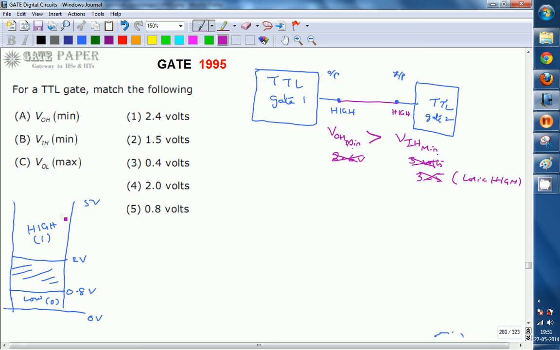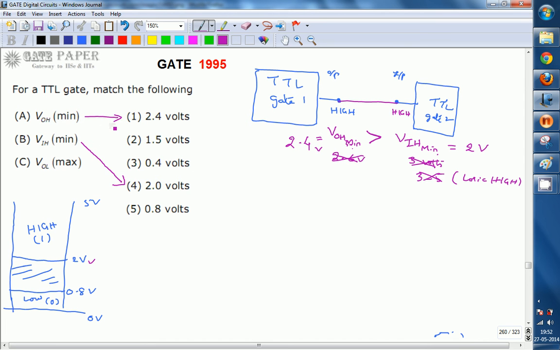So our TTL logic gate range is from 2 to 5. You can take 2 volts as the minimum, so that VIH minimum can be treated as 2 volts, and whatever value you get should be greater than 2. Out of the given values, the one greater than 2 volts is 2.4. So VOH minimum according to the given values is 2.4 volts, and VIH minimum is 2 volts.